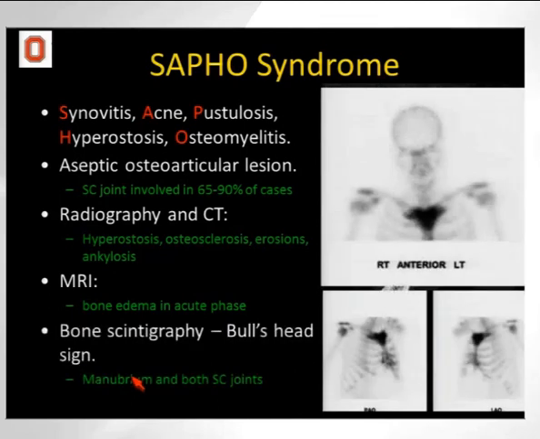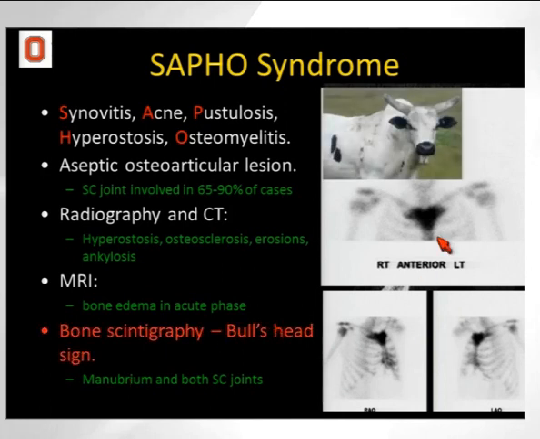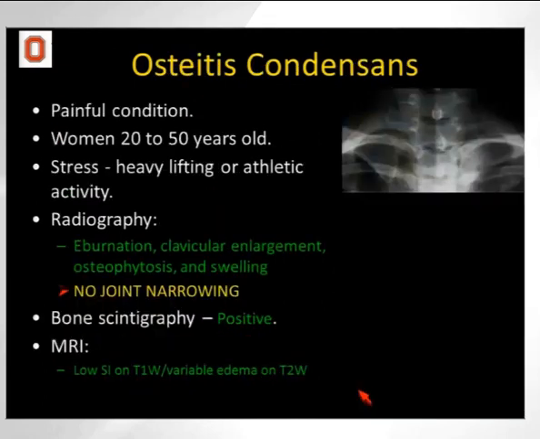On bone scan, there's a very classic finding in the sternoclavicular region, the bull's head sign, and you can see why that looks that way with the activity in the sternum, both clavicles, and occasionally the first ribs.